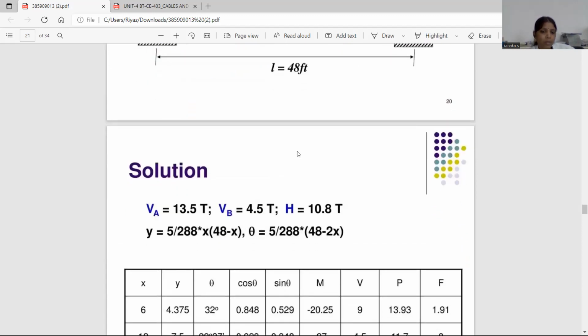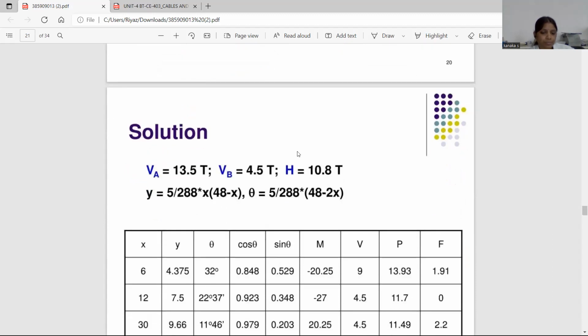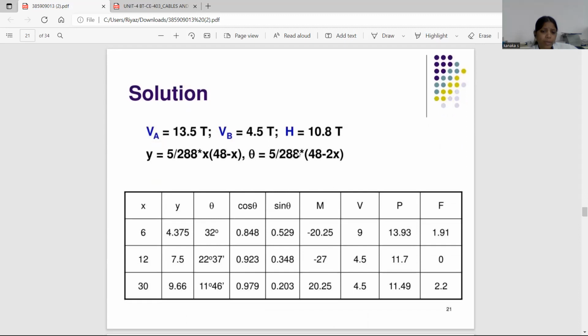So Y equal to the parabolic equation: Y equal to 4YC by L squared into x into L minus x, that is 5 divided by 288 into x into 48 minus x. Theta is given by the slope, 5 divided by 288 into 48 minus 2x. So find the values for x equal to 6, 12, 30. Substitute the value of x equal to 6 in y equal to 5 divided by 288 into x into 48 minus x, and find out the value of y, 4.375.